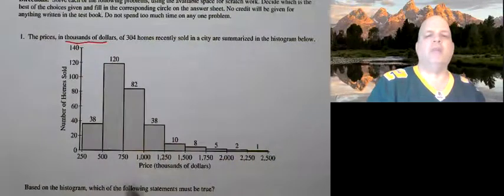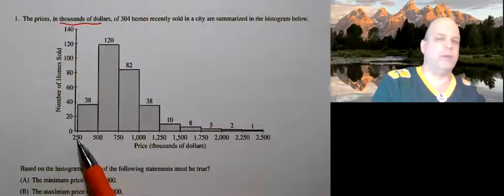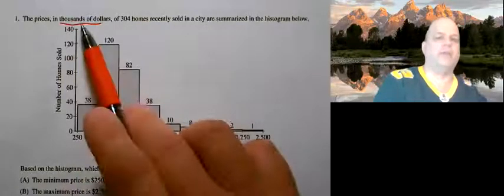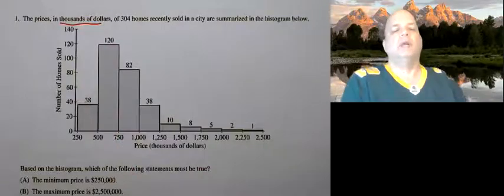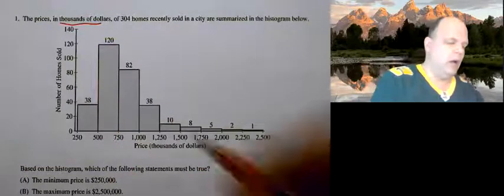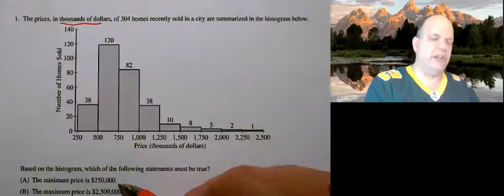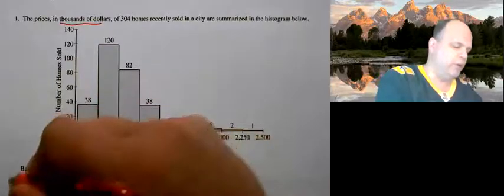Based on the histogram, which of the following statements must be true? The minimum price is 250,000. Notice they took the 250 right here and multiplied by 1,000 because the axis is in thousands. So that's why it's 250,000. And the answer is no. It's a possible answer, but probably not the best answer. We'll leave it here as a possible answer.